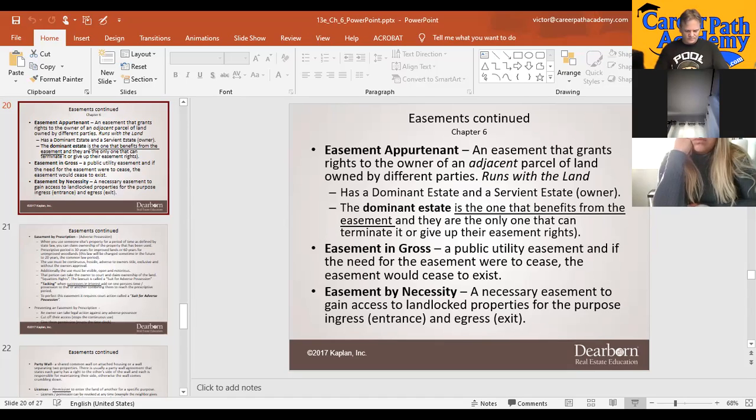So when you're crossing over the property, you're always the dominant person, because you're taking advantage. You're the one that's benefiting from that easement. So if you're the one benefiting from the easement, then you're the dominant estate. Correct.